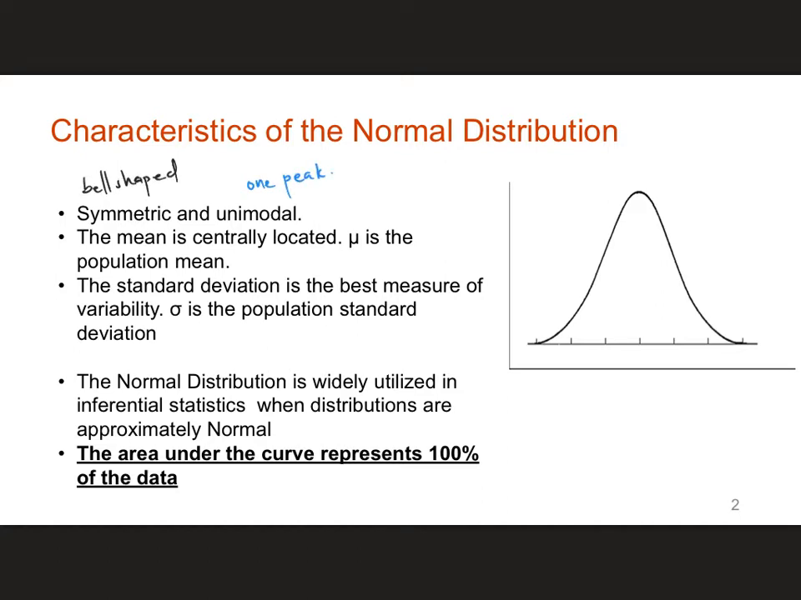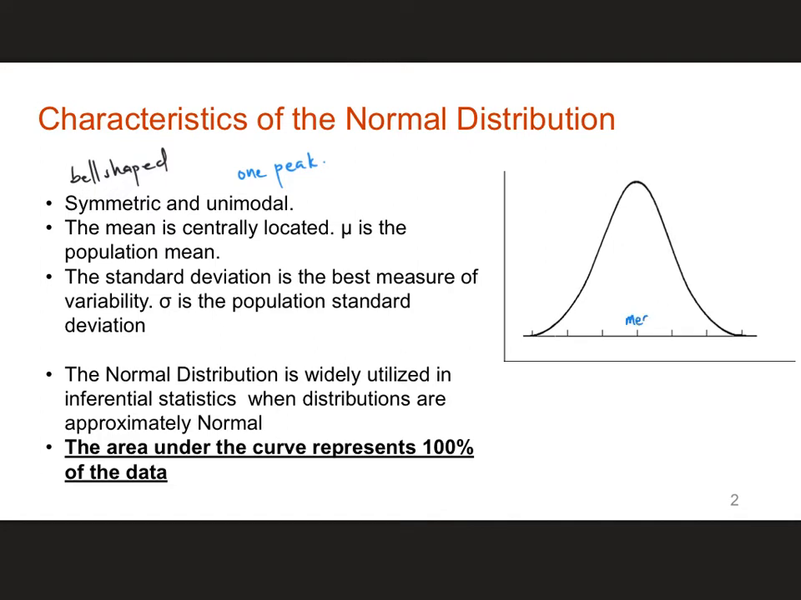Alright. Also, another characteristic of the normal distribution is that the mean is centrally located, which means that the mean is found at the center. The standard deviation is the best measure of variability in the normal distribution. In subsequent slides, we will see how the standard deviation is used to measure the variation. Also, the entire area under the curve represents 100%. This is also going to be useful in subsequent slides.